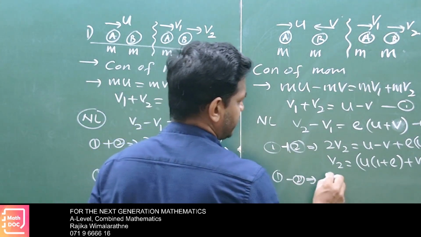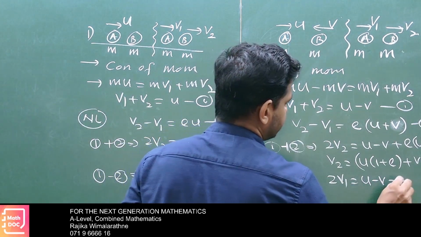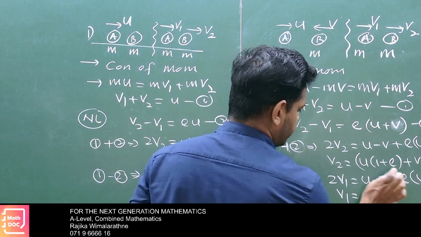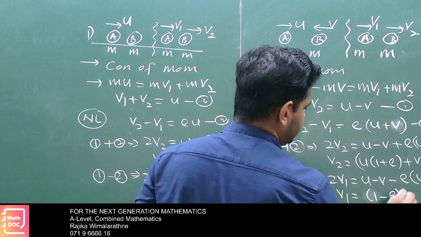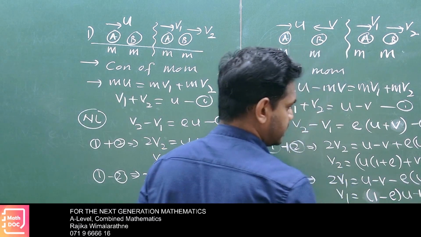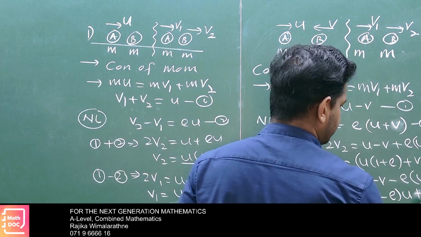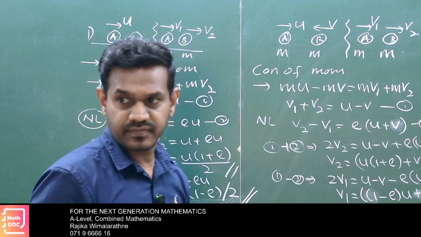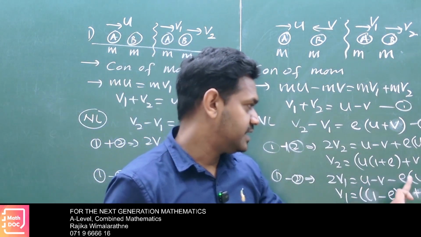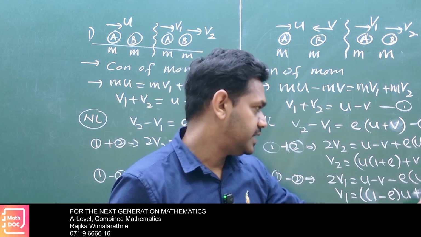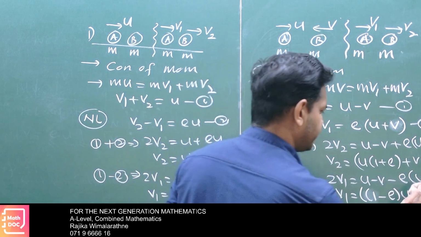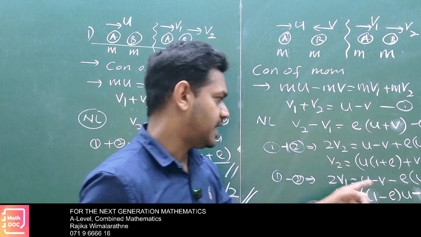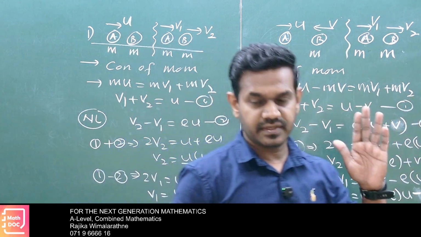Then 1 minus 2: 2v1 equals (u minus v) minus e(u plus v). So v1 equals (1 minus e)u minus (1 plus e)v, divided by 2. Here it is 1 minus e, u, and here v, this is minus, no? That is our velocity now. Okay, completed.